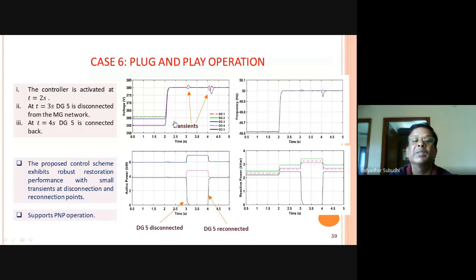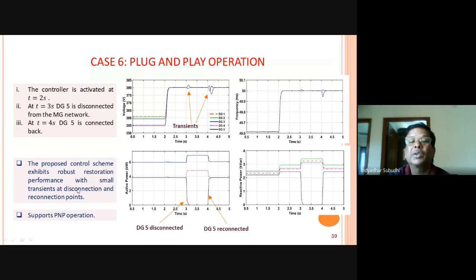Let us say DG5 is disconnected at 3 seconds. As soon as you disconnect it, there is some disturbance or transient. But again we connect this DG at t equal to 4 seconds. So we could notice that even though there is a small disturbance or oscillation because of these transients, the disconnection and connection, because of this controller they are coming to normalcy very quickly.